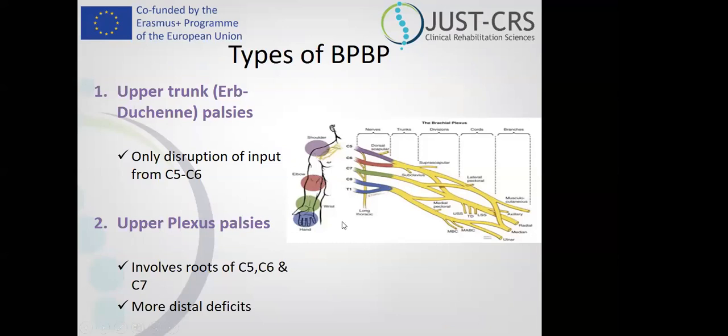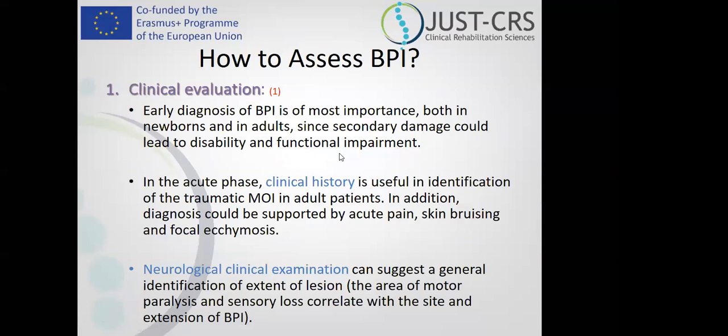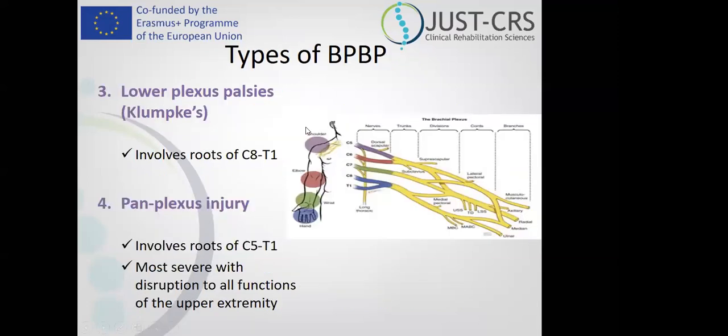The upper plexus palsy involves the roots from C5, C6, and C7, so it reaches more distal deficits. The lower plexus palsy involves C8 and T1, so it affects mainly the hand. A total plexus injury is the most severe one, which affects C5 up to T1, and it has a loss of all functions of the upper extremity.